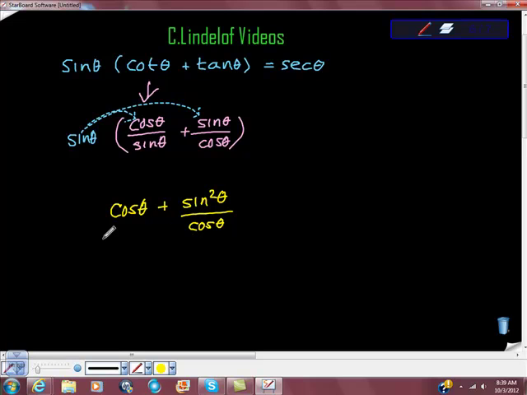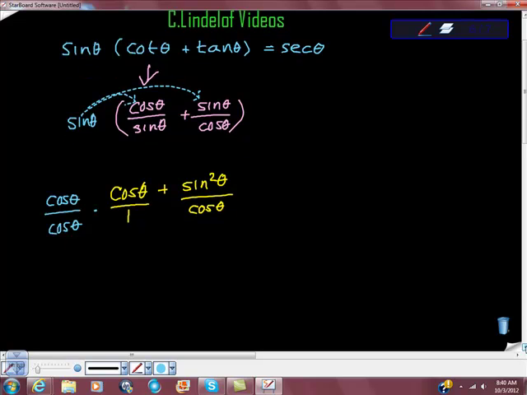We want to add these two together, but we don't have common denominators. So we're going to get common denominators by multiplying this by 1 using cosine theta over cosine theta. And because this is 1, I don't have to distribute and multiply it by both things. I'm multiplying by 1. I can multiply any part of any equation by 1. It doesn't change anything. It gives us an equivalent.